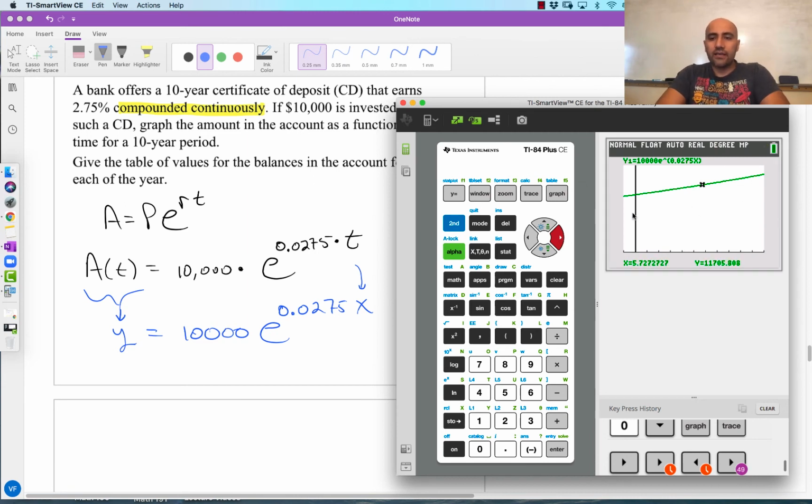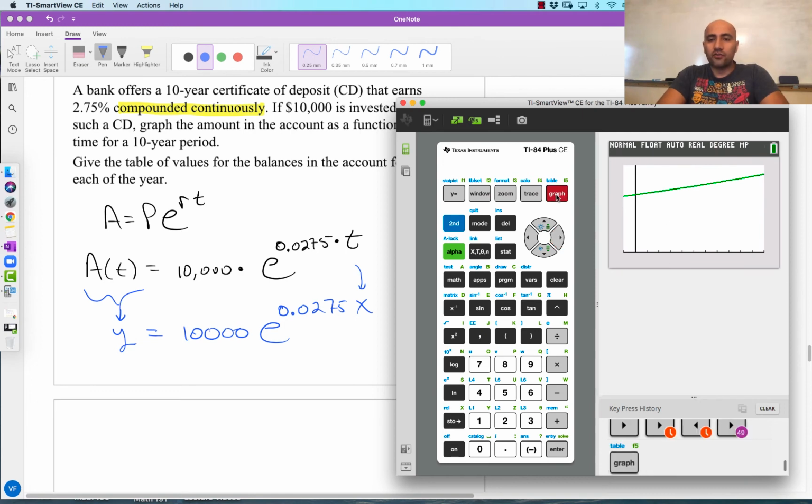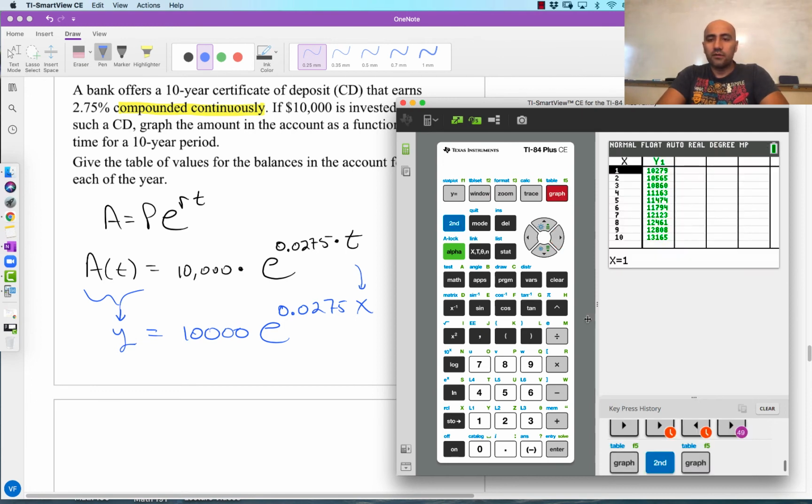You can create a graph this way. We can also create a table to give us the results. So I think that answers this. But let's do it on Desmos. It does such a nice job of graphing things.